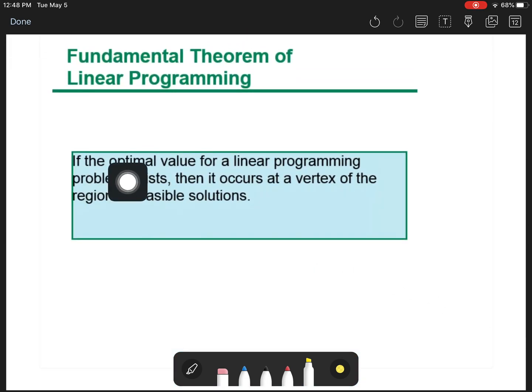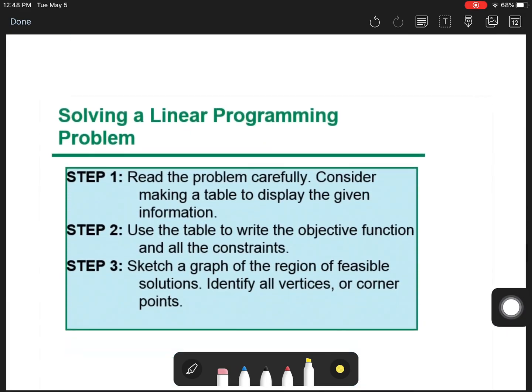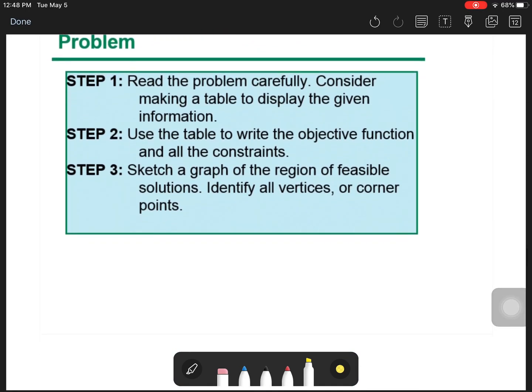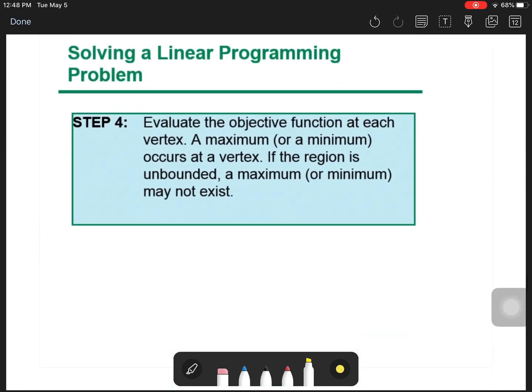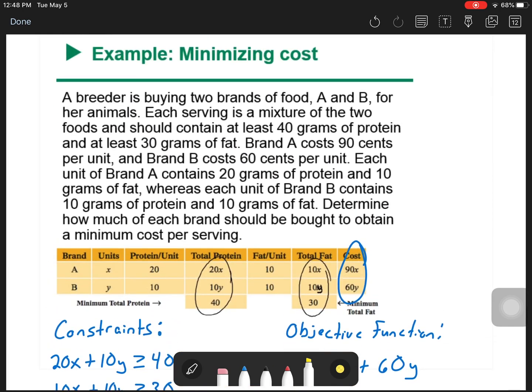So it says if the optimal value for a linear programming problem exists, it's going to occur at a vertex of the region of feasible solutions. And I'll explain that further as we go. I'm not going to read the steps to you. You can look at those if you would like. Let's take a look at the problem.